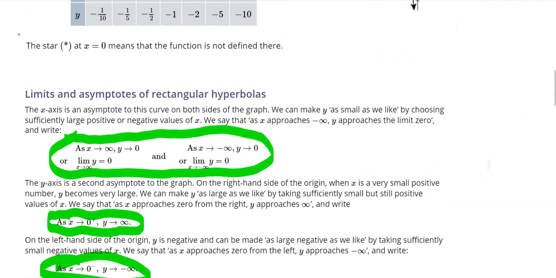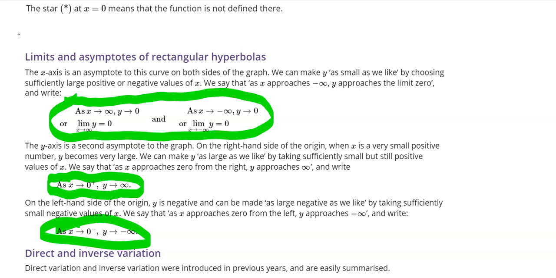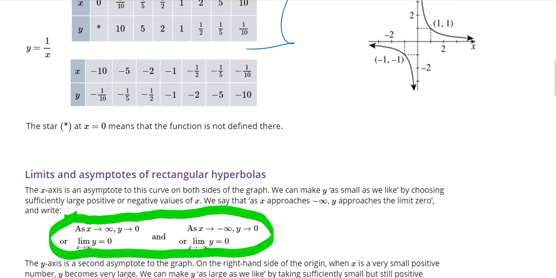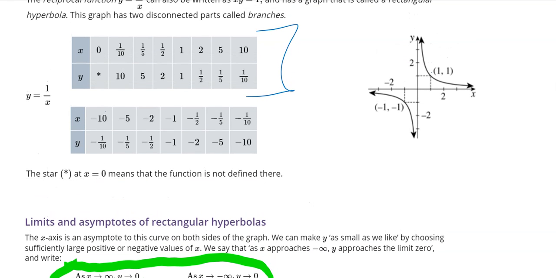Okay, so limits and asymptotes of rectangular hyperbolas. The x-axis is an asymptote to the curve on both sides of the graph. So here, the x-axis is the asymptote to this curve. And I know it looks like there's two curves here, but it's considered one curve. This is the graph, and the x-axis is the asymptote for both sides.